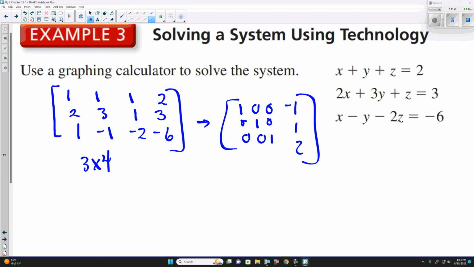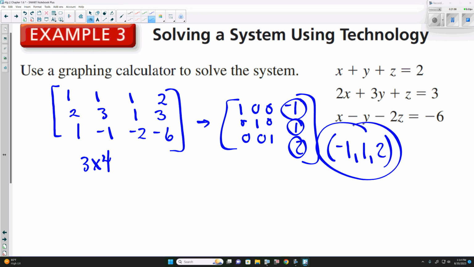Like we saw with the previous one where I showed you the one they gave us in the notes, x equals, y equals, z equals. What this is telling us is that this is x, this is y, this is z, or that our solution for this 3-variable system of equations is -1, 1, 2. Yep, that is the answer.